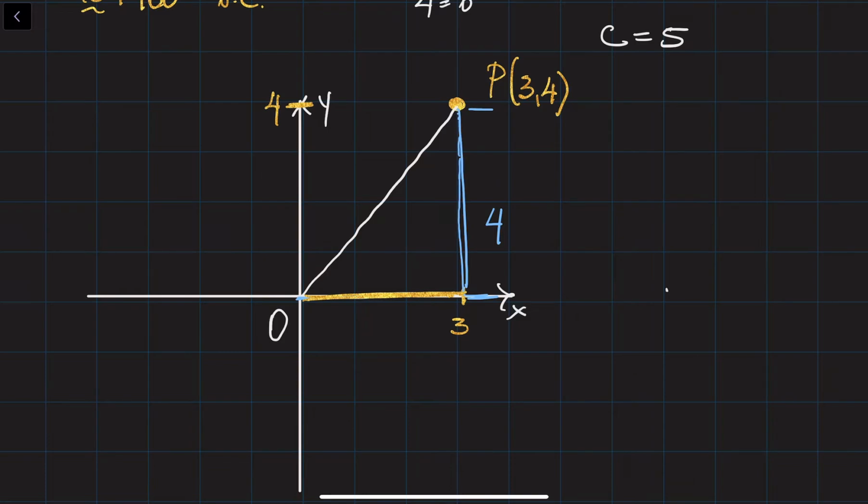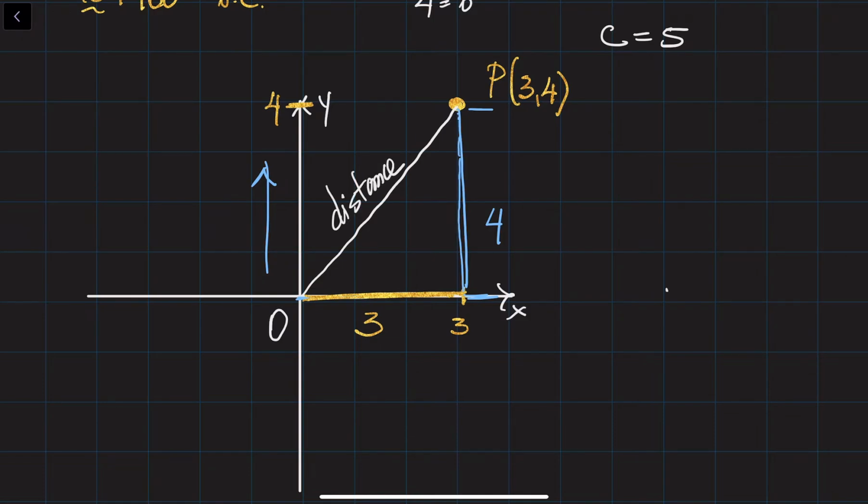So in order to reach this point P, you need to go 3 units to the right and 4 units up, and you will reach this point P. It means that I know the length of the width, the yellow side of this triangle, as well. So the width of this triangle is going to be equal to 3. Then I can find the distance between the point and the origin easily using the Pythagoras theorem.